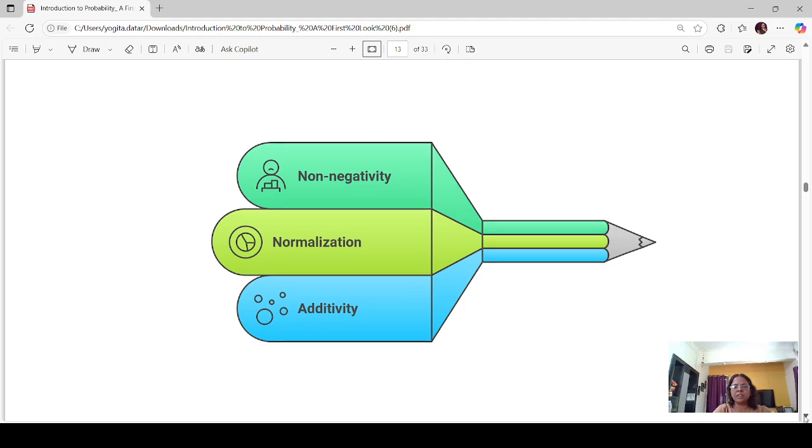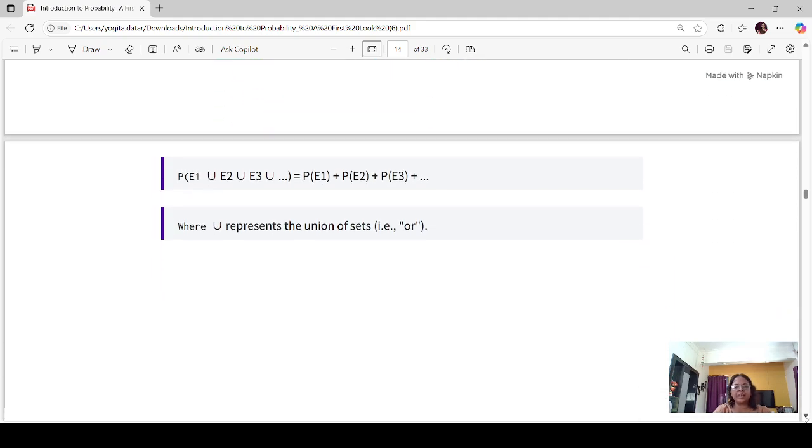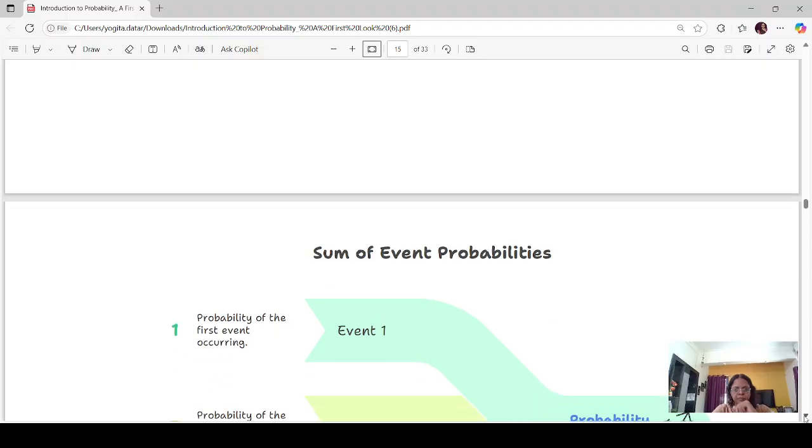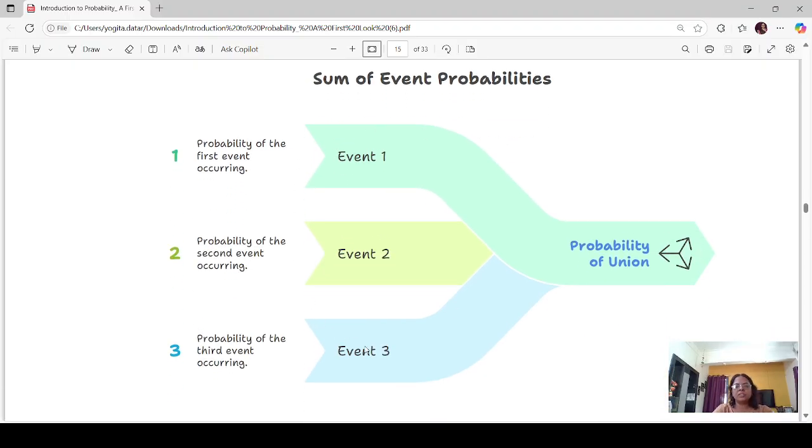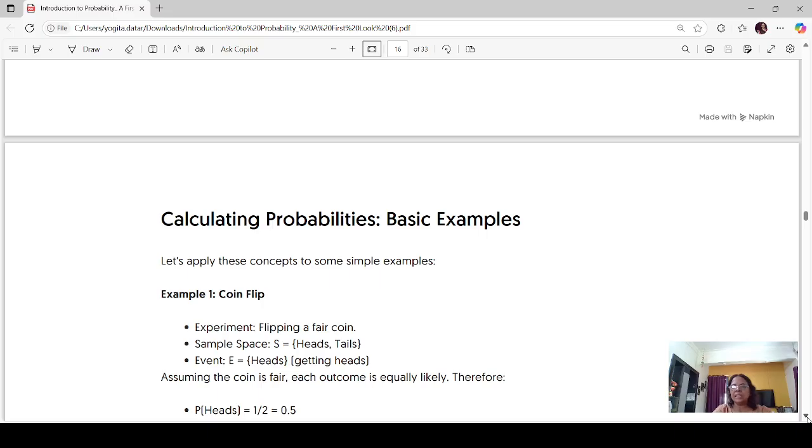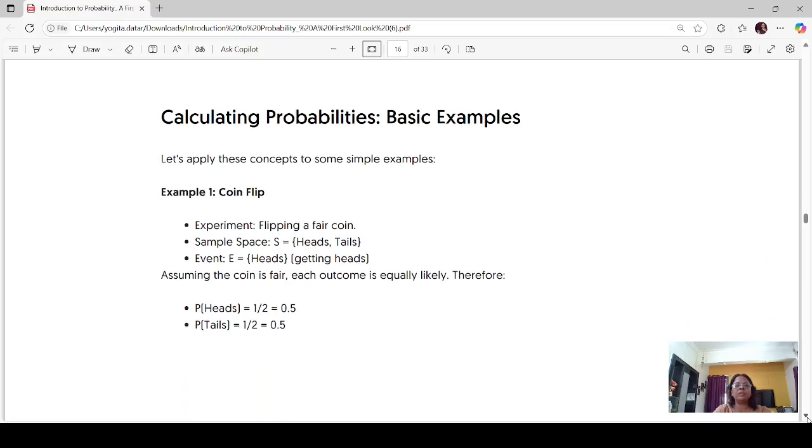So this is represented here in a diagram. This is again shown here. See, this is event 1, this is the second event, this is the third event. And when we take the union, see, events are again denoted by sets, and we can perform the union operation on sets. So when we take the union of events 1, 2, 3, the probability of the union is the sum of these three probabilities.